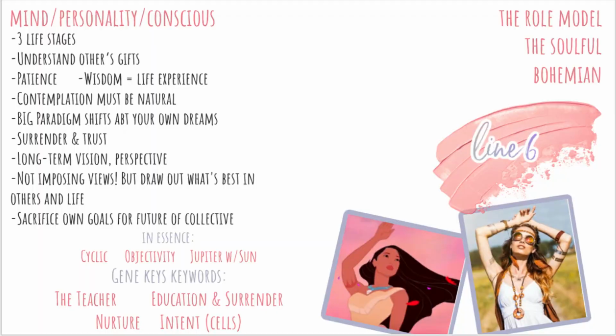So if you have the sixth line in your mind or your personality, it's going to be part of your life's work and evolution in the Gene Keys. These people can understand other people's gifts very well and are able to provide the right environment for those gifts to flourish. Their life is built on a lot of patience, because to be a role model, to have wisdom to share with people, you have to experience something in your life.